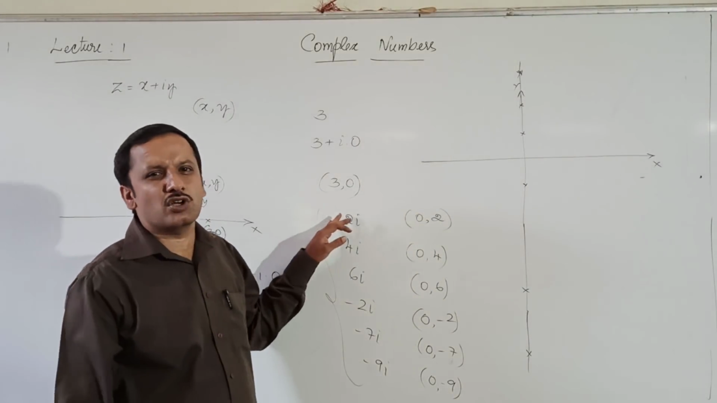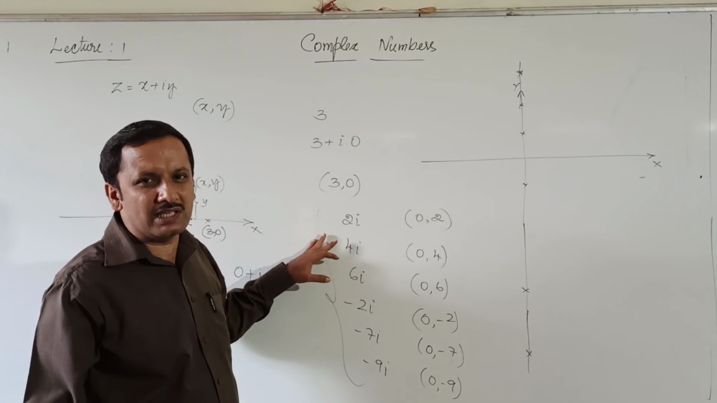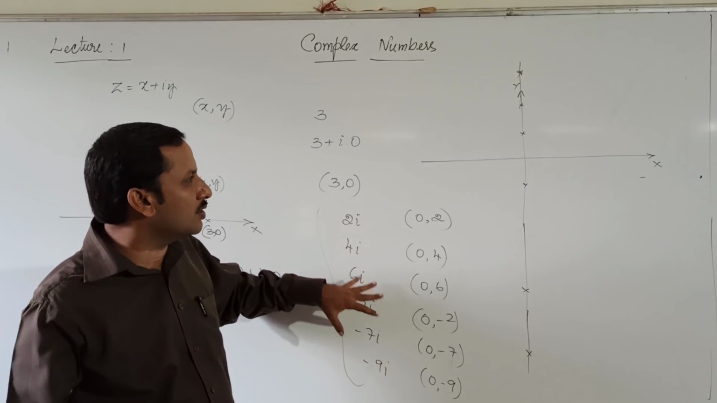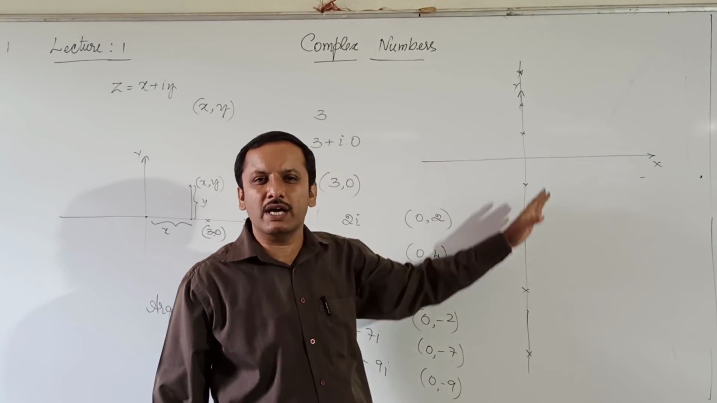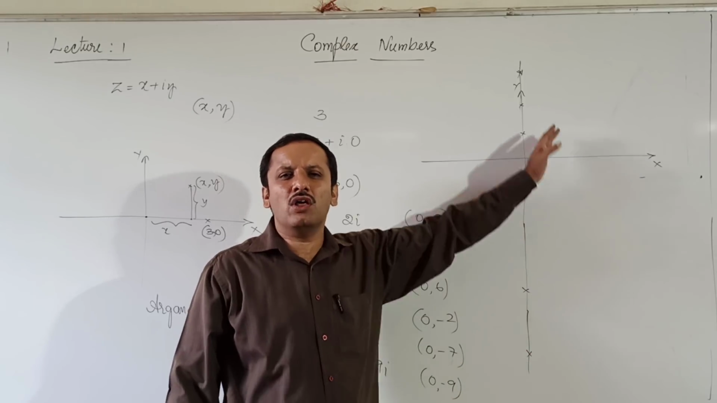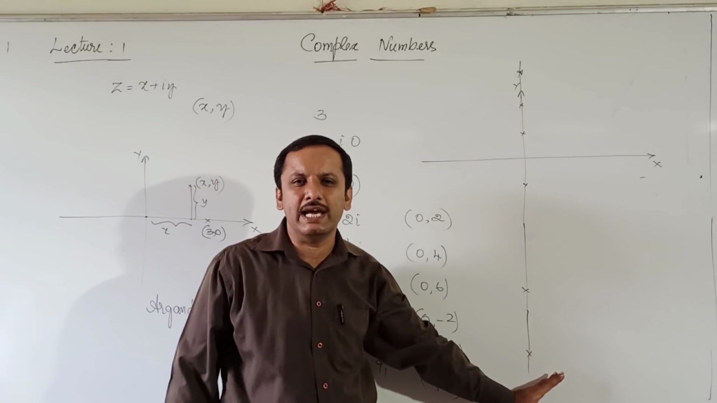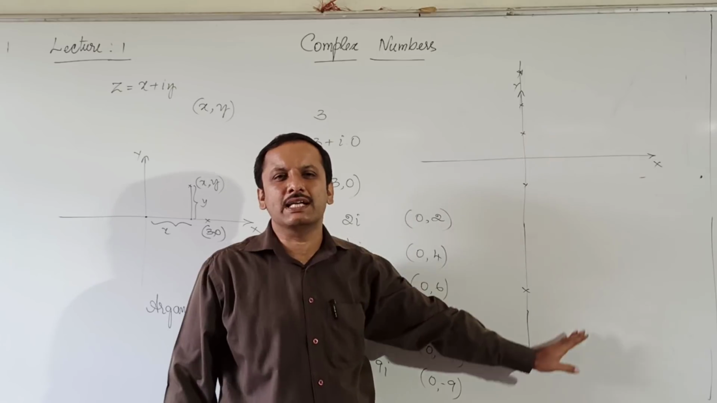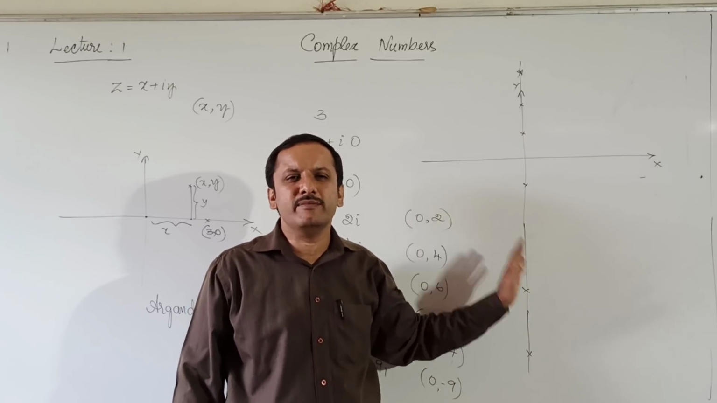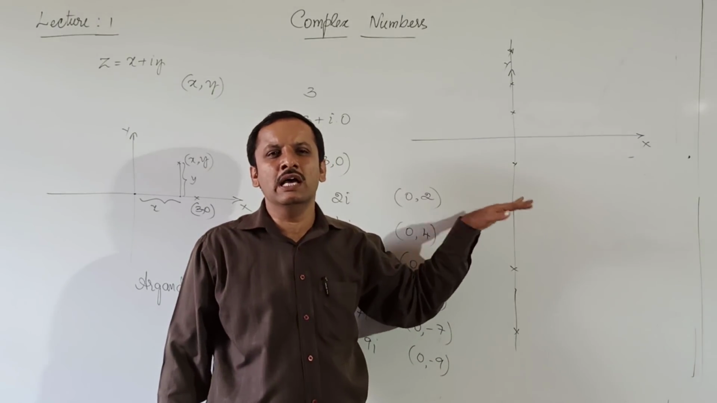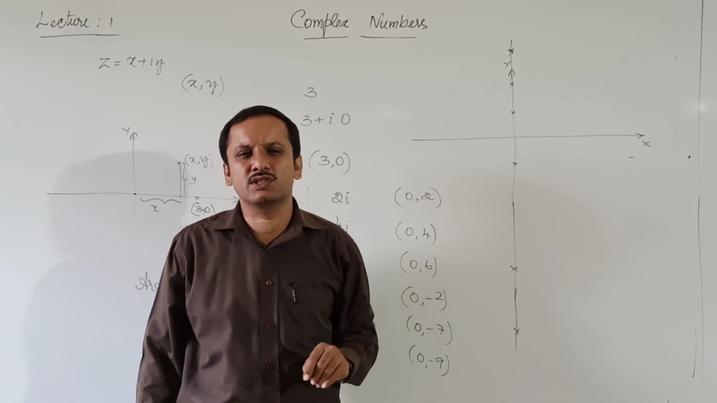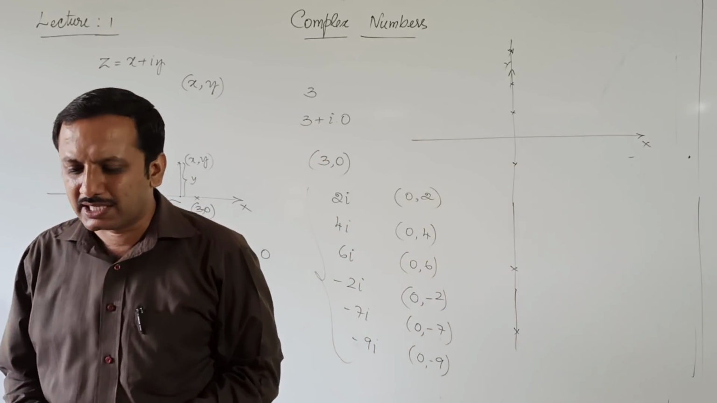I have taken all these complex numbers that are purely imaginary, and I wanted to represent them on the Cartesian plane. We have seen that all of those points lie on the y-axis. Therefore, the y-axis is also called the imaginary axis. The x-axis is called the real axis and the y-axis is called the imaginary axis.